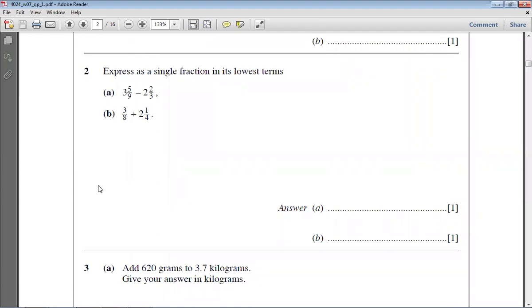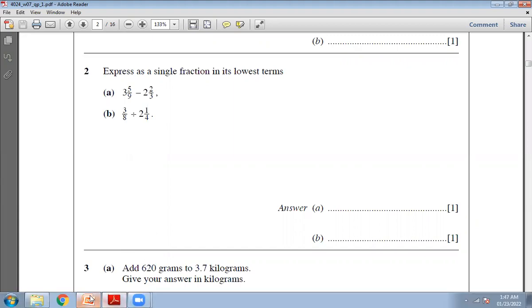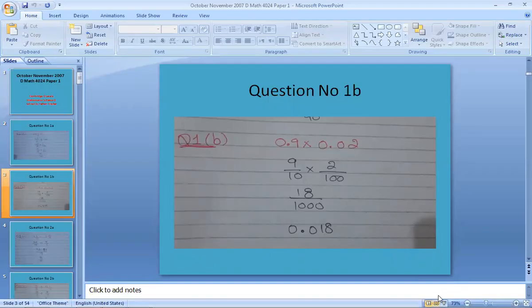Express as a single fraction in its lowest term. So we have 3 whole 5 by 9 minus 2 whole 2 by 3. And another B part, the B part is 3 by 8 divided by 2 whole 1 by 4. These are 1 mark parts. So let me show you how I do this.